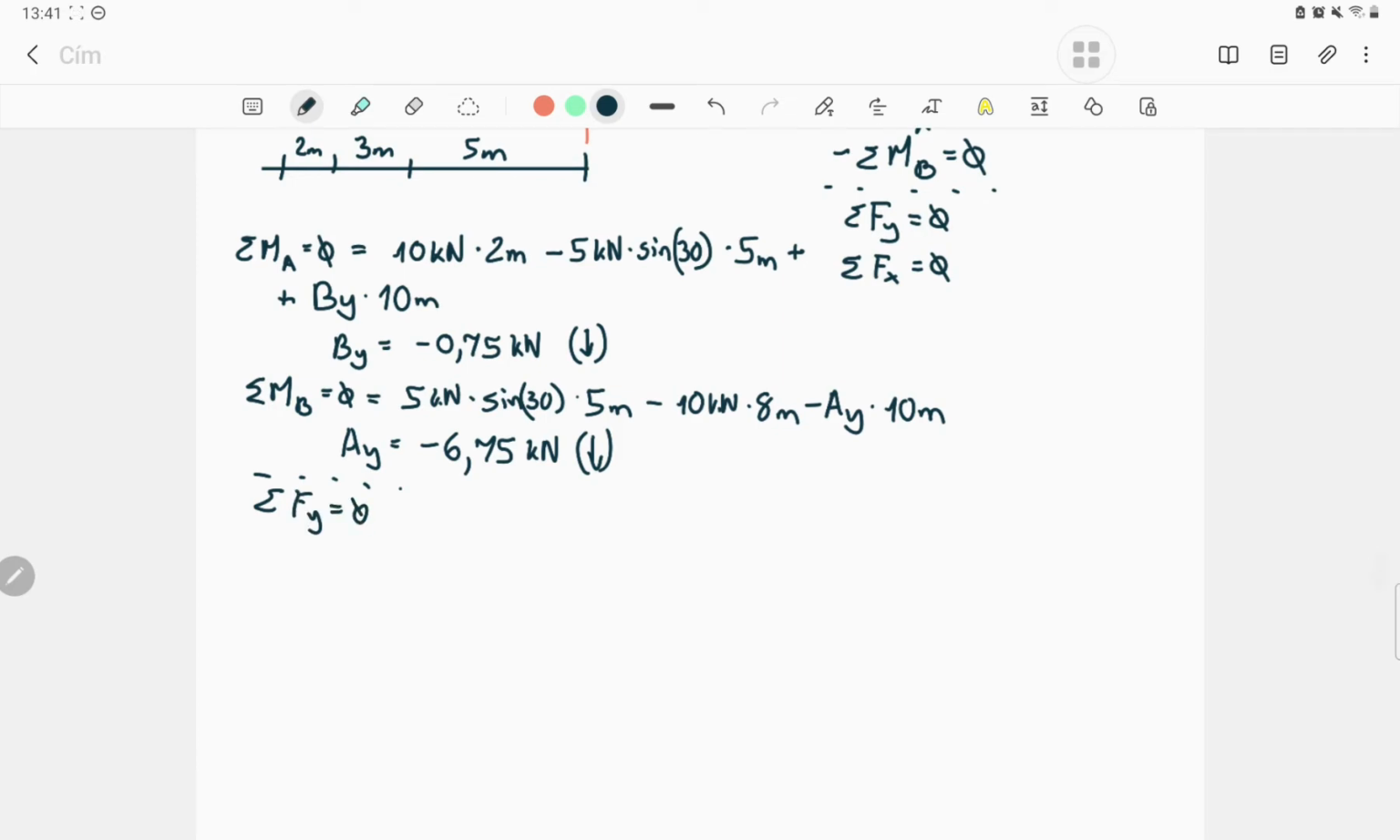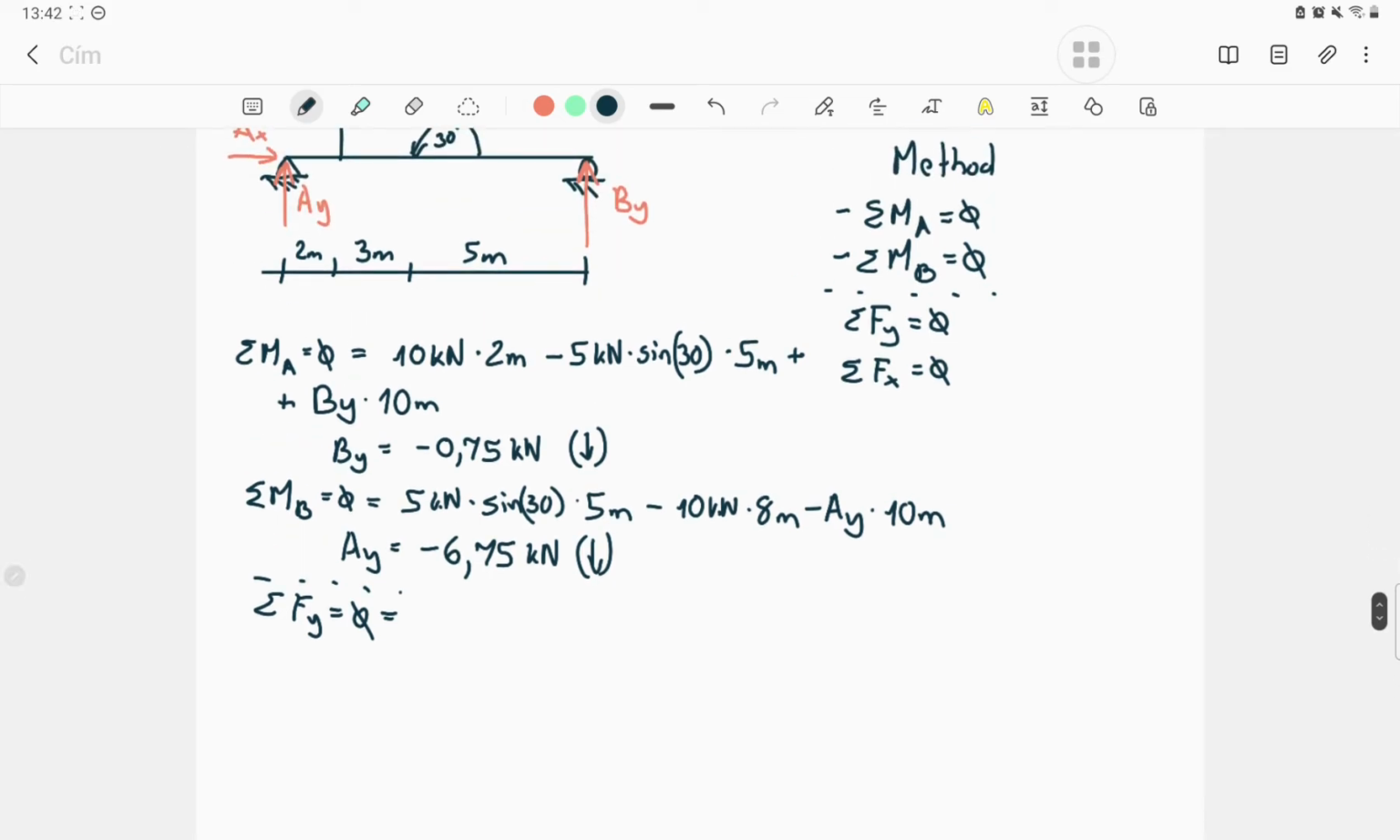The summation of Fy has to be 0. If everything is good, we will see 0 equals 0. Again, the positive direction is your decision because it's a new equation. It can be up, it can be downwards. It's your decision.